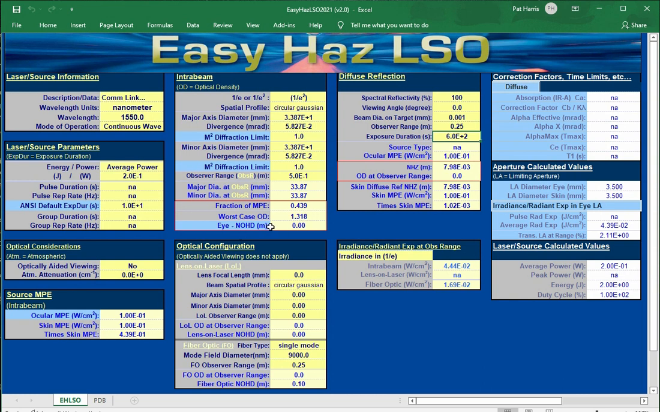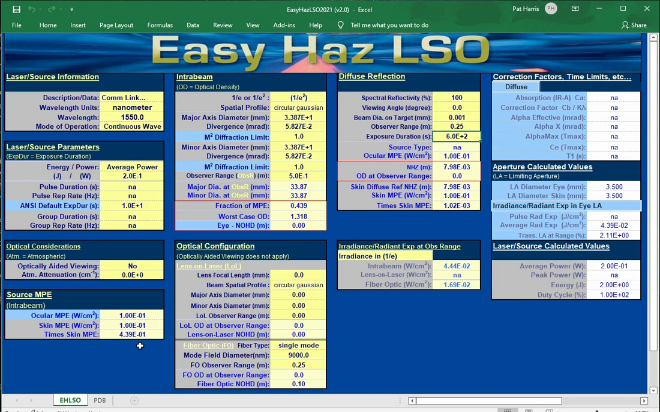We look at the NOHD, we have 0, and we can guess what the NSHD is going to be. It's going to be 0 too, because same limiting apertures, same MPEs. If we don't have an NOHD, we certainly aren't going to have an NSHD, are we? No. All right, so let's set that back, and the MPEs are the same, 0.1 watts per square centimeter or 100 milliwatts per square centimeter. We're assuming the absorber is the same, basically water absorption going on here.